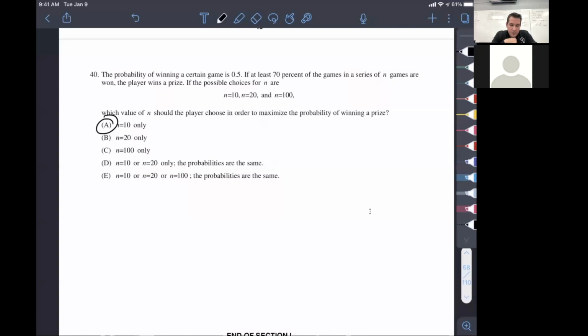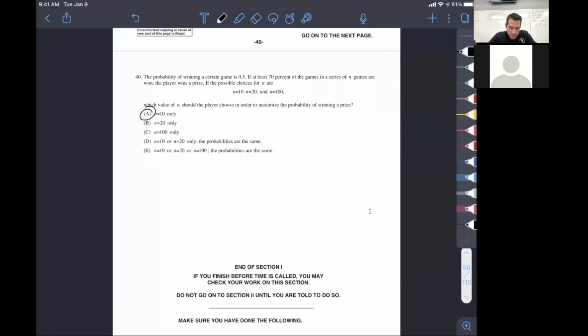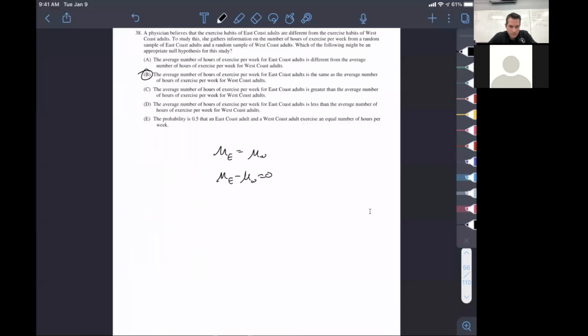And so that takes us to the end of the multiple choice section. Are there any questions that you want further explanation on? Wait, for 37, why did the standard deviation change again?